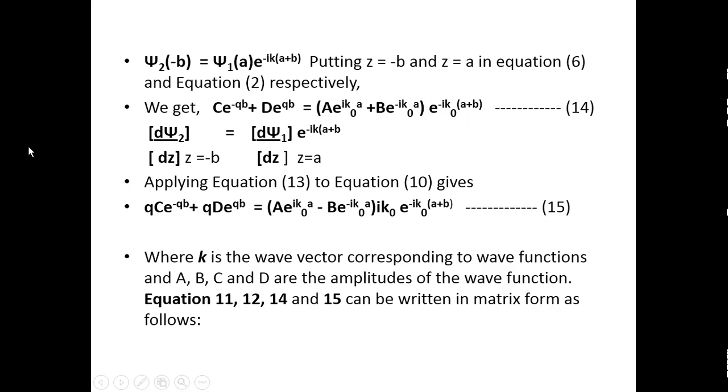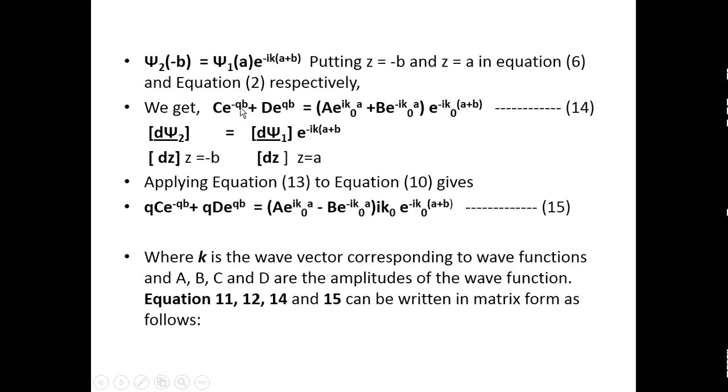Or we can say that dψ2/dz at z = -b is equal to dψ1/dz times e raised to minus ik(a+b) at z = a. So we can relate the conditions using Gauss theorem, using these two different locations and applying it to the equations, so that we will get the solution equal to this 14th equation.